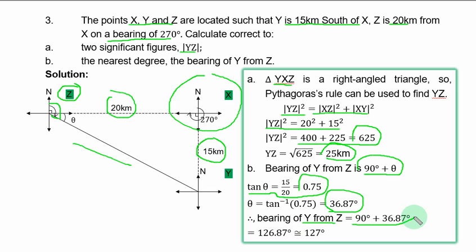36.87 degrees. To the nearest degree, we must consider 126. The next digit is 8 and it's more than 5. You round it up to 1 and you add it to 126. You have 127 degrees as the bearing of Y from Z.